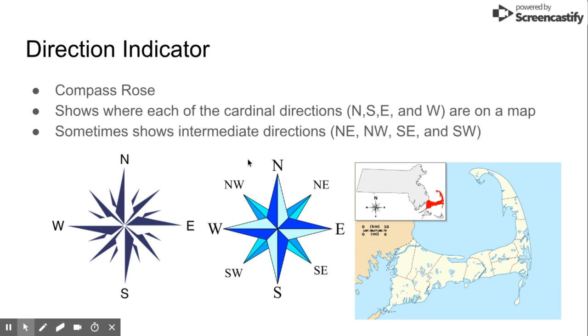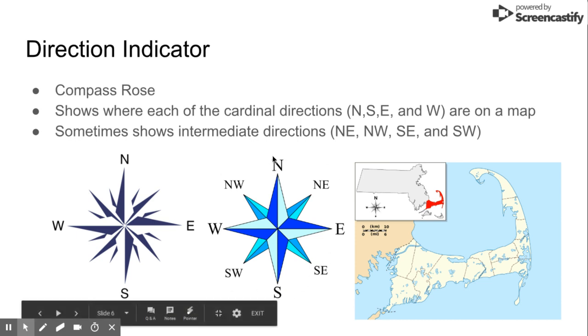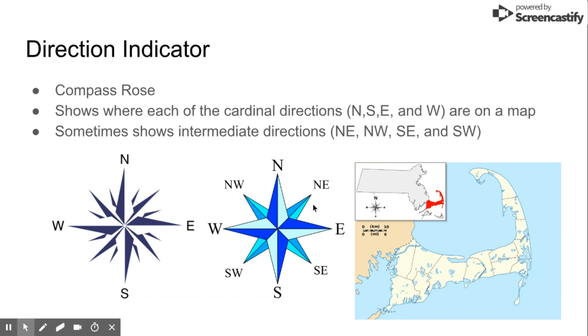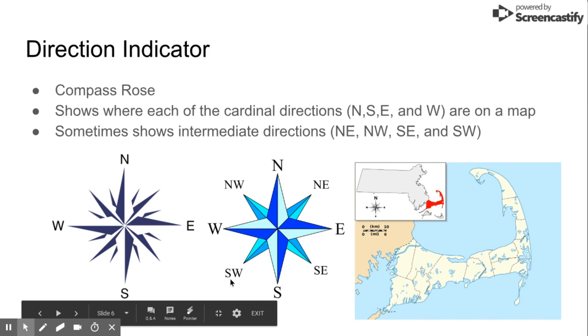And then sometimes a direction indicator will show us intermediate directions, which is what you see here in this middle one. Okay, so we've got northwest, northeast, southeast, southwest. Those are our four intermediate directions.